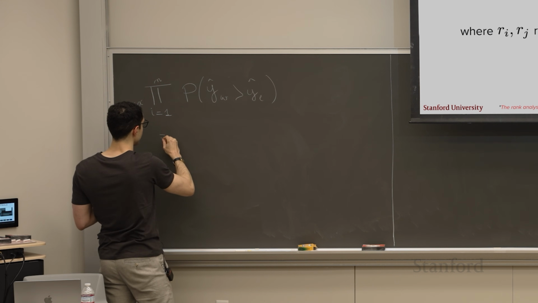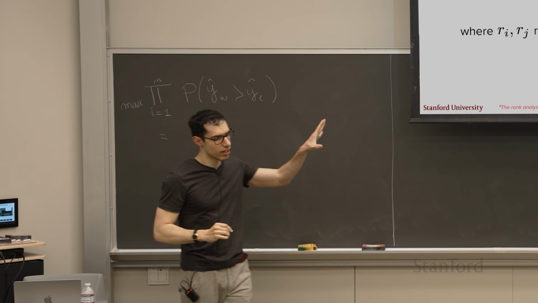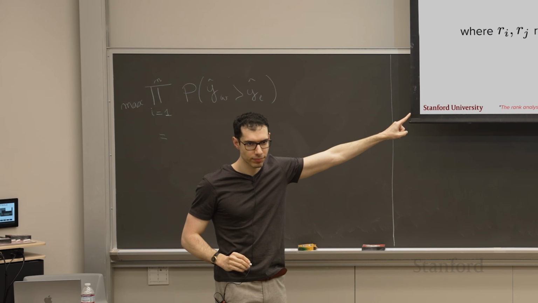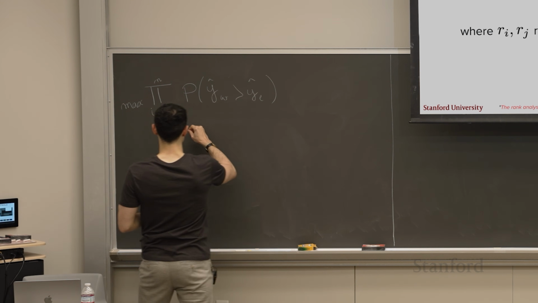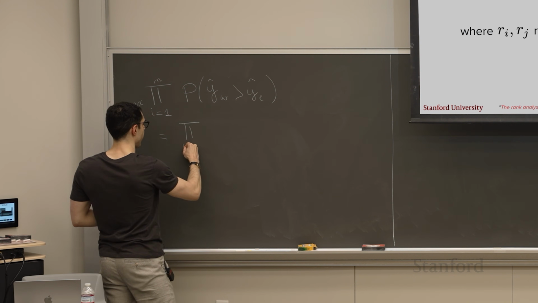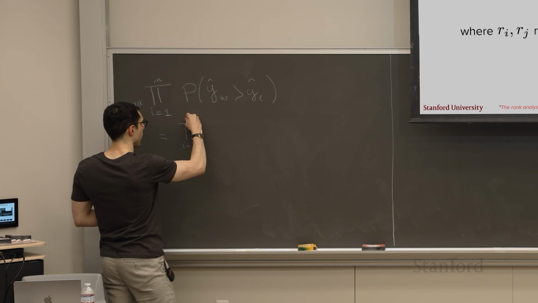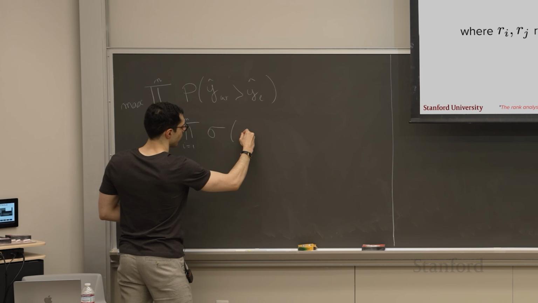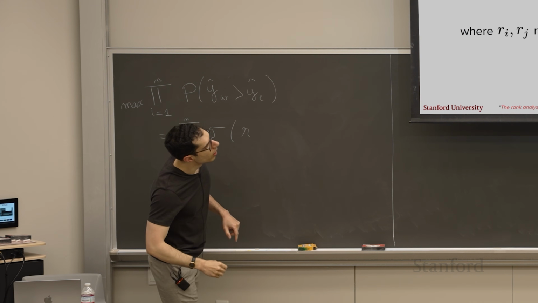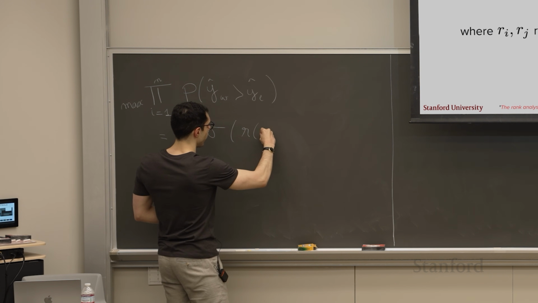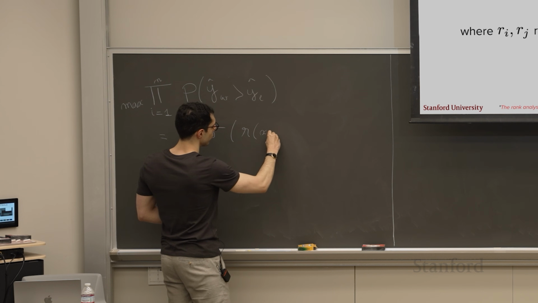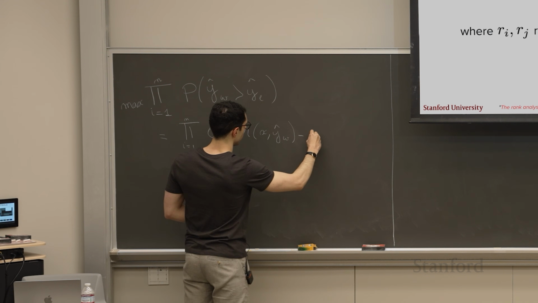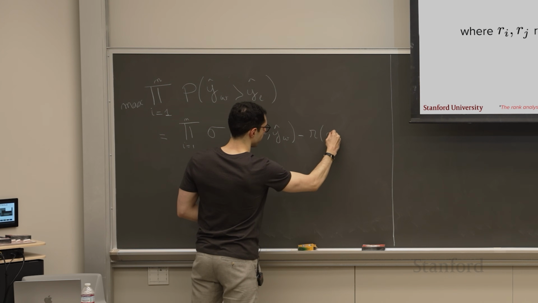And we saw that with the Bradley-Terry formulation, this is basically the product over i from 1 to n of sigma of this reward, which is a function of the input prompt and the output, like this.